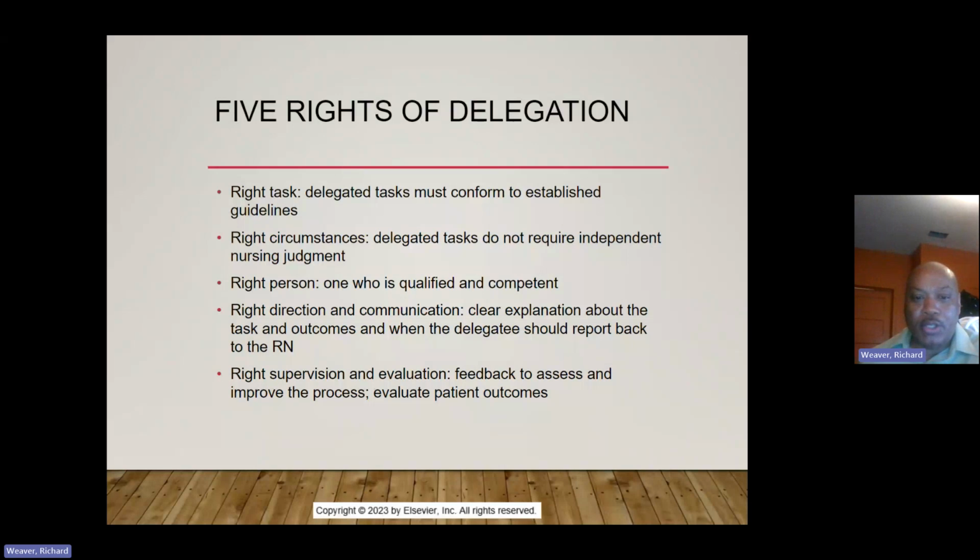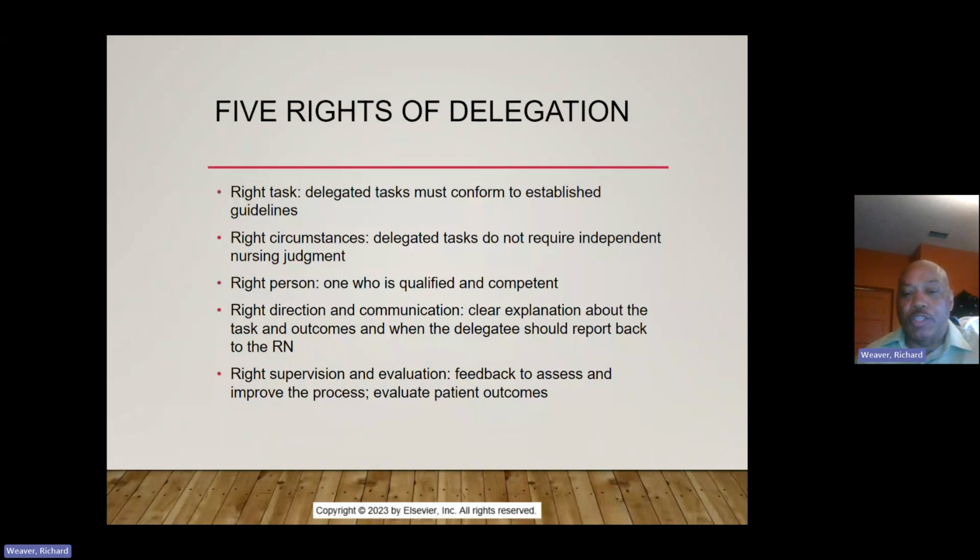The next one is the right circumstances. The clinical condition of the patient should be stable, and delegated tasks should not require independent nursing judgment. And that's the key. If it requires independent nursing judgment, which you guys will have, of course, you're getting a lot of education that will allow you to independently use nursing judgment, this is something that you will not delegate.